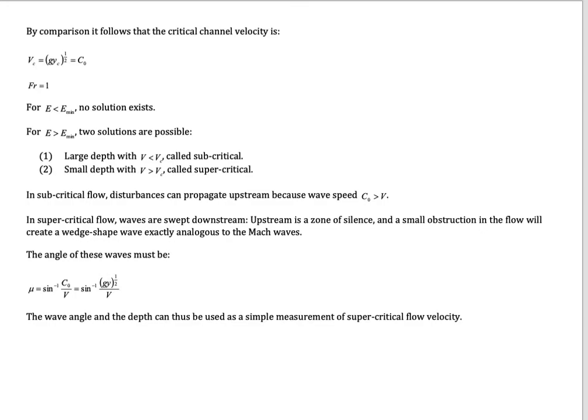So this is just the idea again about subcritical and supercritical. At the critical level, the Froude number is equal to 1. If the velocity V is less than Vc, we call it subcritical, and if the velocity is larger than V critical, we call it supercritical. So this is just a note. The idea is the same as I explained to you before.